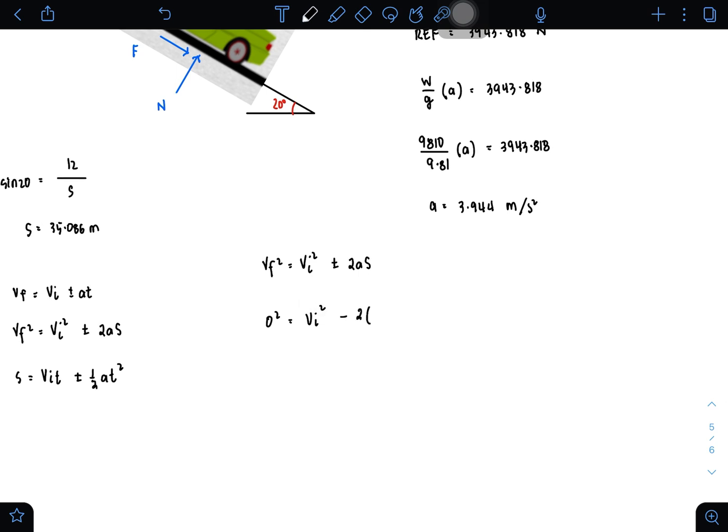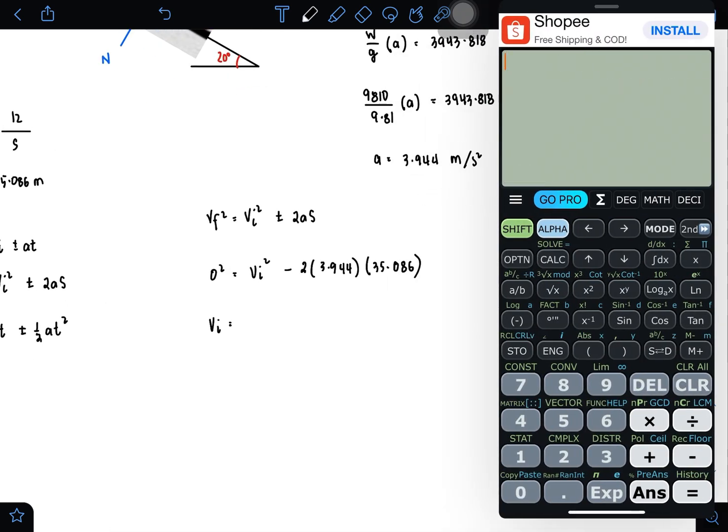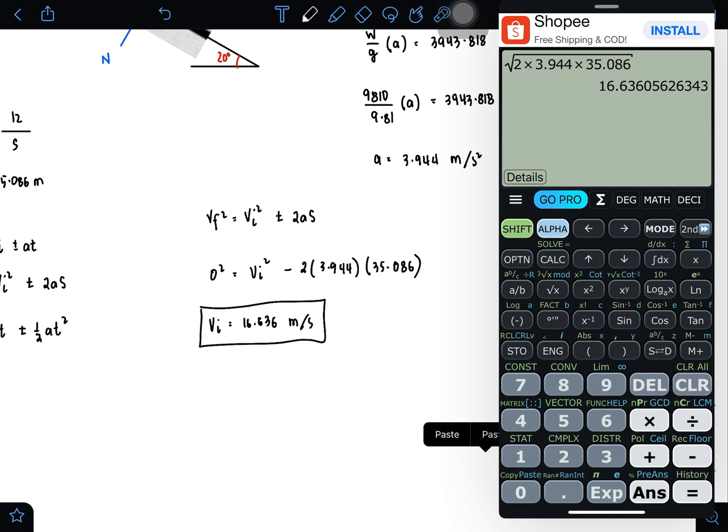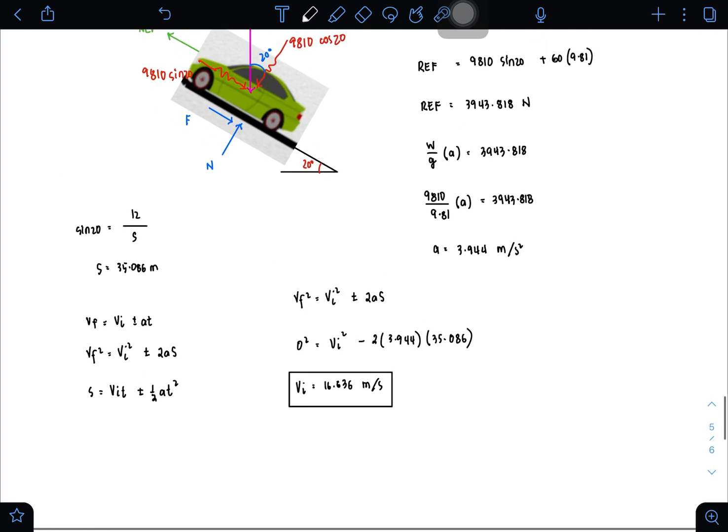So this is 0 squared equal to the initial velocity squared, as the initial velocity is the approach velocity, and this is deceleration. Do not forget that. We obtained a negative value and a positive value because we already assumed that it is deceleration, so it must be negative there. So minus twice of 3.944 times the distance of 35.086. So the initial velocity of approach of the car to just coast to the top of the incline is the square root of 2 times 3.944 times 35.086. So that's 16.636 meters per second. So that is our final answer.